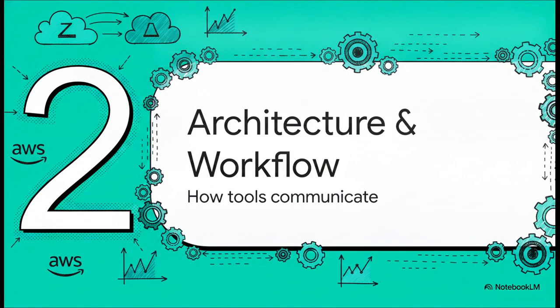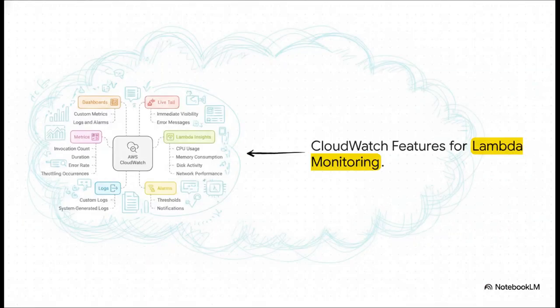Moving on to Section 2, architecture and workflow. Let's see how these two powerful tools actually talk to each other. You can see here how CloudWatch acts as the central hub. It aggregates everything: dashboards, logs, metrics, alarms, and Lambda insights into one single centralized location. This setup is a total game changer because it gives us immediate visibility into our entire system.